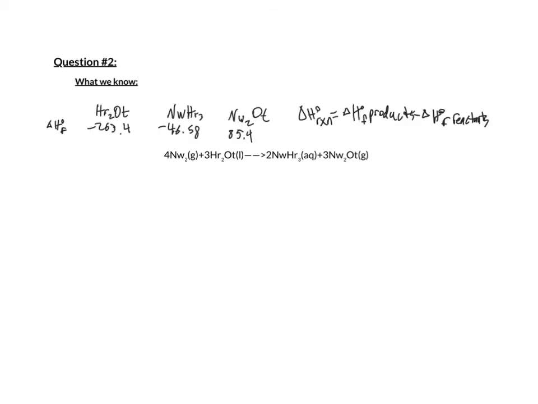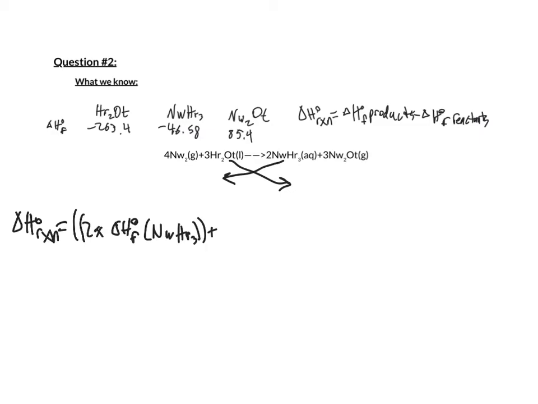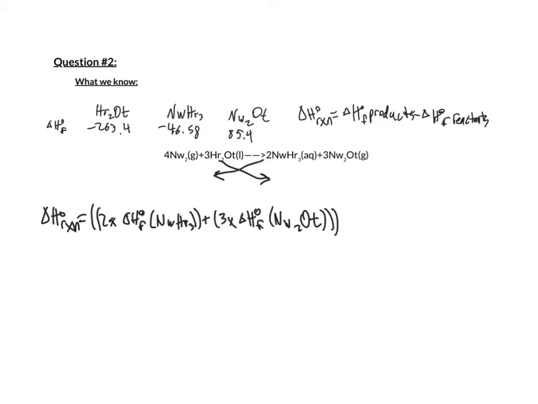Since we'll be using the products minus the reactants, we will switch this in the first step so as not to forget later on. So we know that since it will be 2 times the enthalpy formation of NWHR3 plus 3 times the enthalpy formation for NW2OT minus 4 times the enthalpy formation for NW2 plus 3 times the enthalpy formation HR2OT.